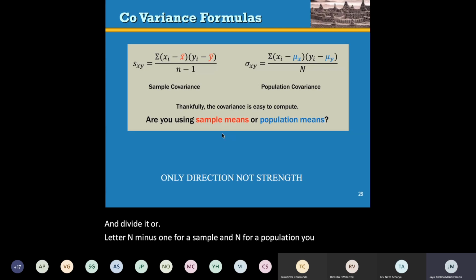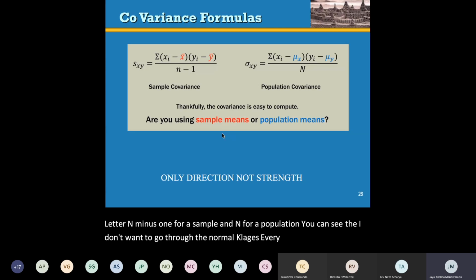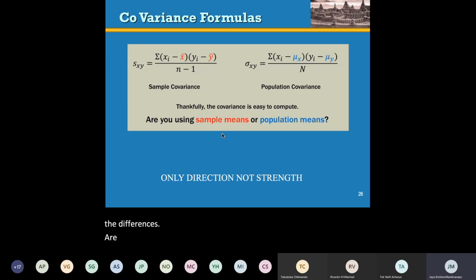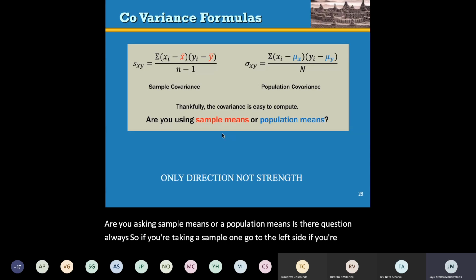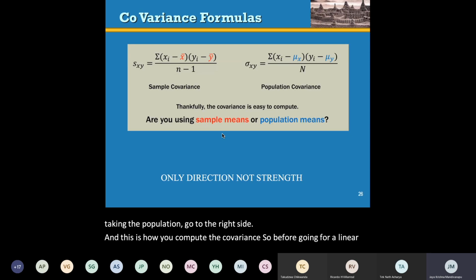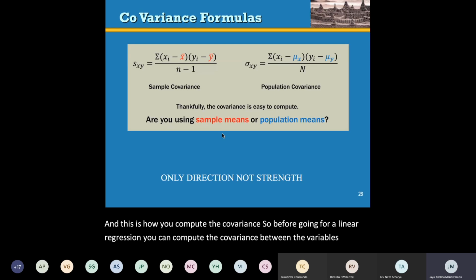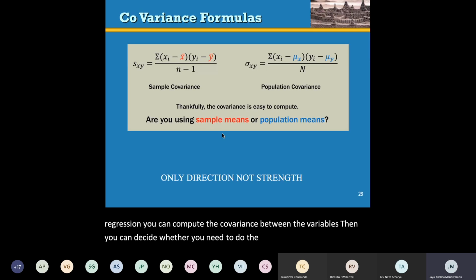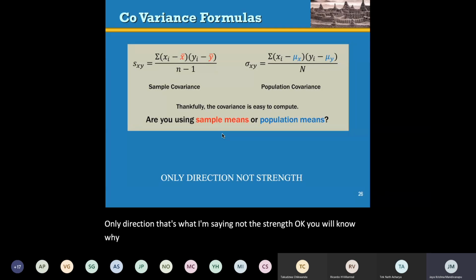I don't want to go through the nomenclature every time, but you can see the differences. Are you asking about the sample mean or the population mean is the question always. Okay, so if you are taking a sample, go to the left side. If you are taking the population, go to the right side. And this is how you compute the covariance. So before going for a linear regression, you can compute the covariance between the variables, then you can decide whether you need to do the linear regression or not. Only direction, that's what I'm saying, not the strength. Okay, you will know why I'm stressing that multiple times in the upcoming slides.